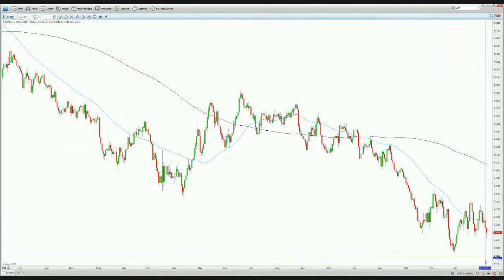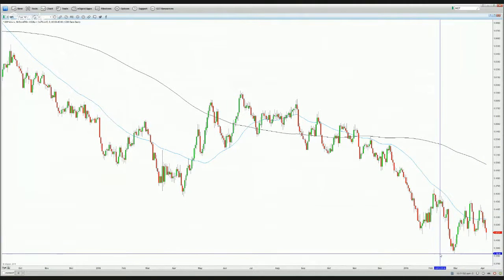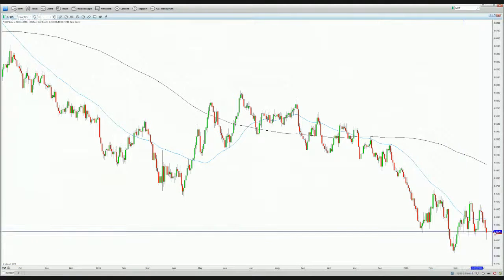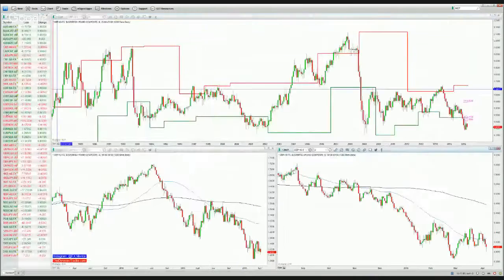What we need to see is weakness to the downside, and this low point cleared. Once this low point is cleared, then we can start looking for shorts. Until then, this is just messy. This is not really a currency you want to get involved in.